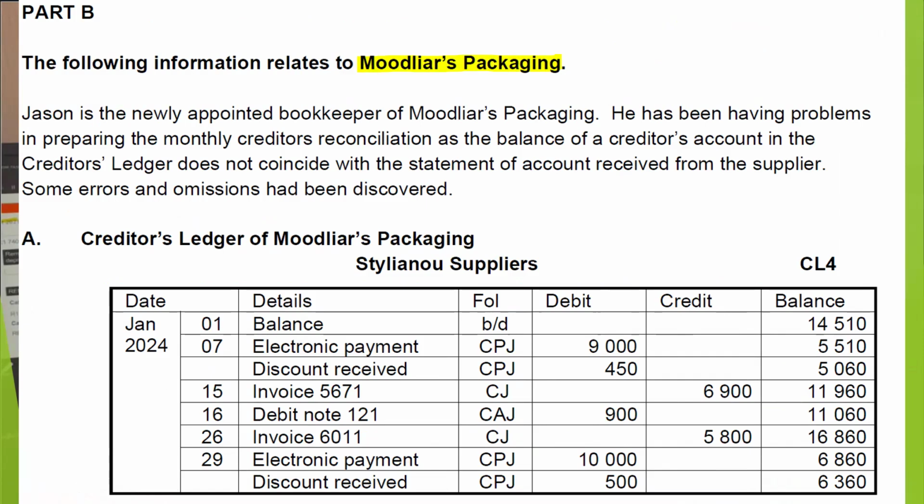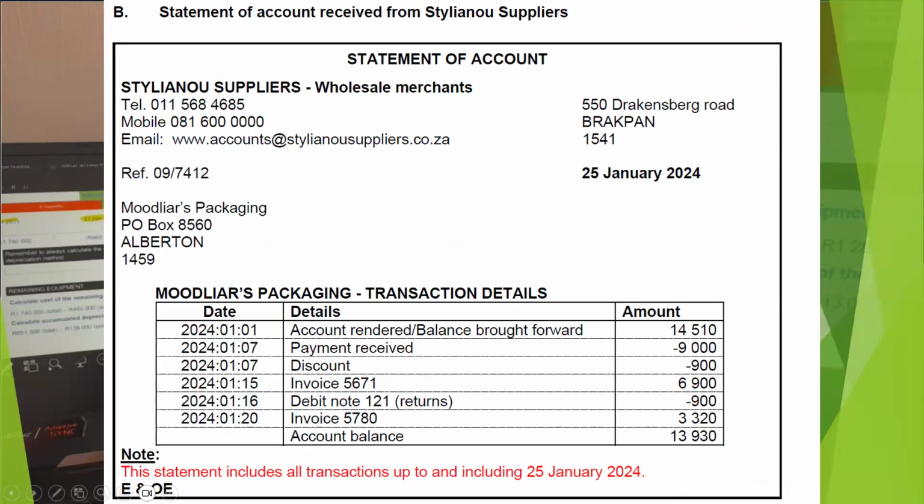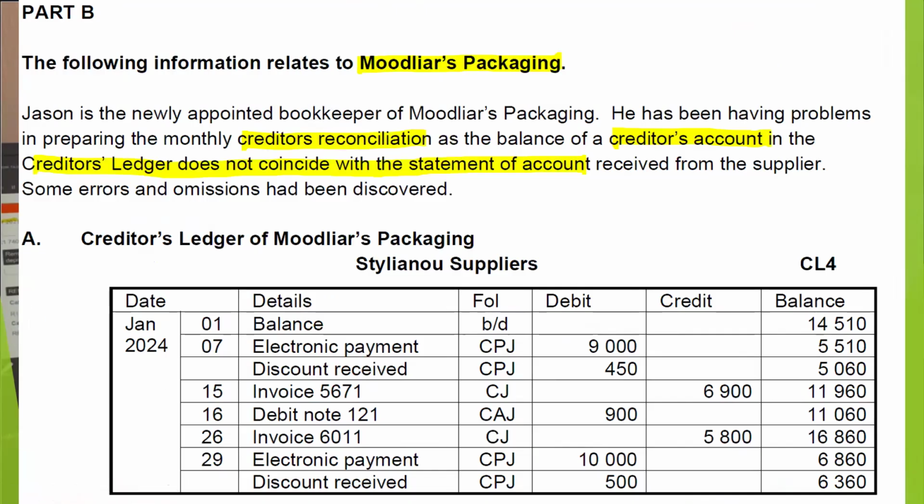Jason is the newly appointed bookkeeper of Modlia's packaging. He has been having problems in preparing the monthly creditors reconciliation as the balance of a creditor's account in the creditor's ledger does not coincide with the statement of account received from the supplier. Some errors and omissions had been discovered. And this is what we have as the statement. Obviously, this is the ledger.